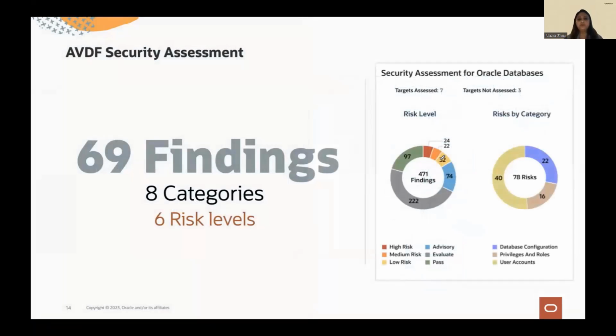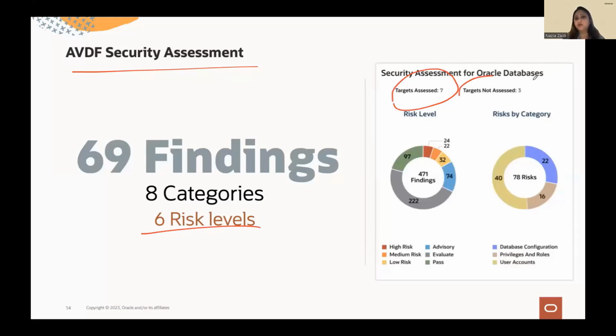So what we have done, like I mentioned earlier, is integrate the good part of DBSAT with AVDF, and the good part of AVDF is taking that fleet-wide. With AVDF security assessment, you have approximately 69 findings cutting across 8 categories like database configuration, privilege use, privilege roles, patch configuration, user accounts, etc. These are divided into 6 risk levels, like high, medium, low, advisory, etc. And that's all done fleet-wide.